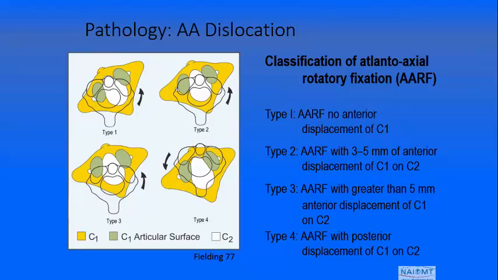Because of that convex-on-convex arrangement of the AA joint, this joint is, in the absence of osteoligamentous stability, prone to dislocation. These dislocations have been classified by Fielding's work, and for our purposes aren't essential to know.